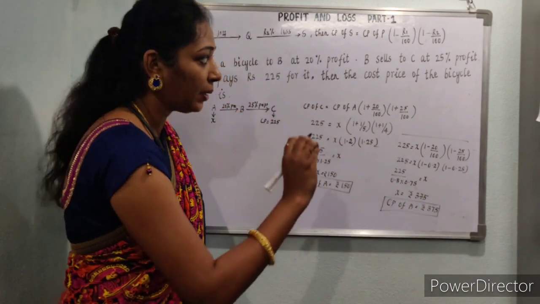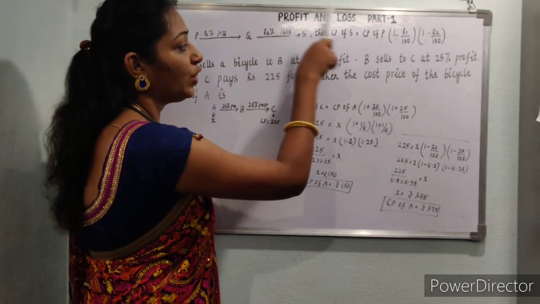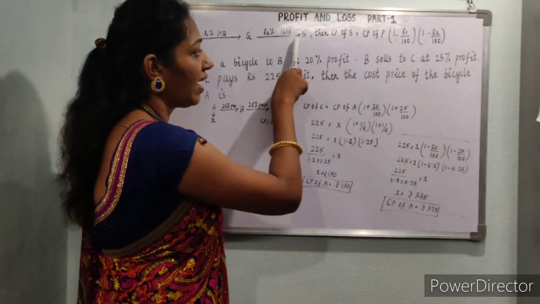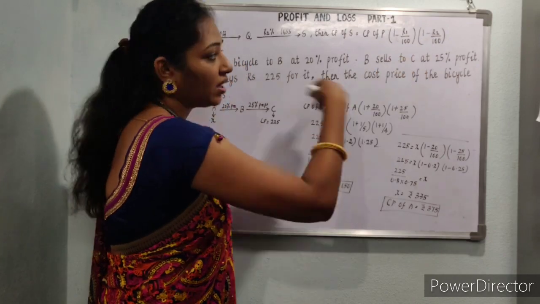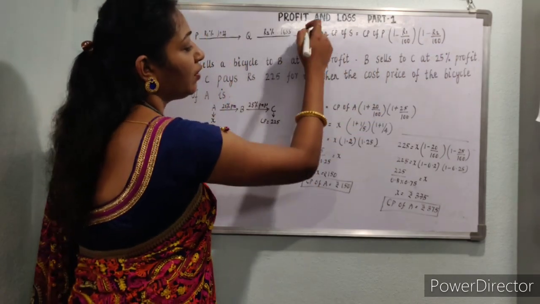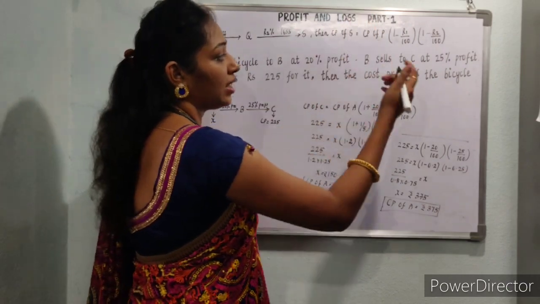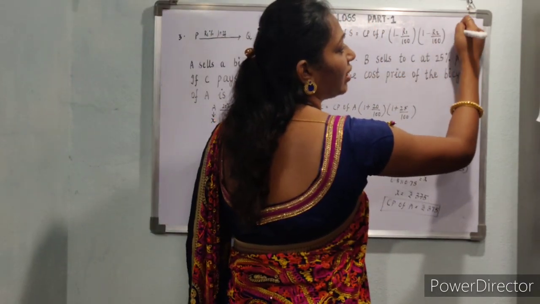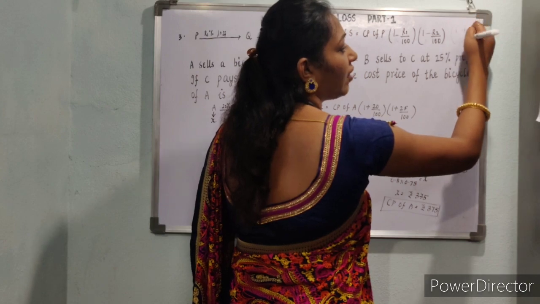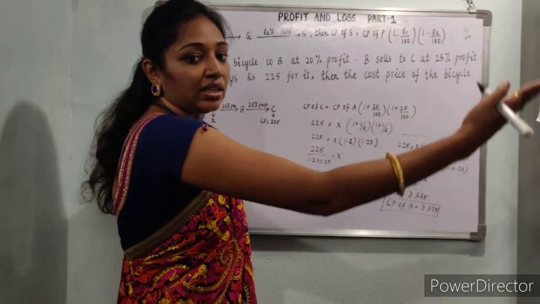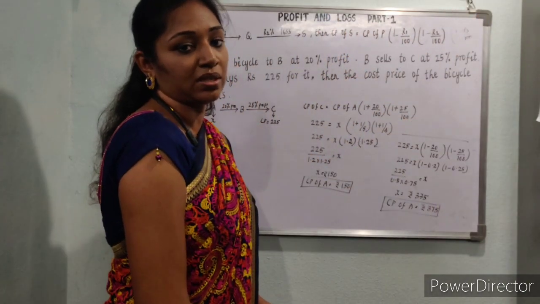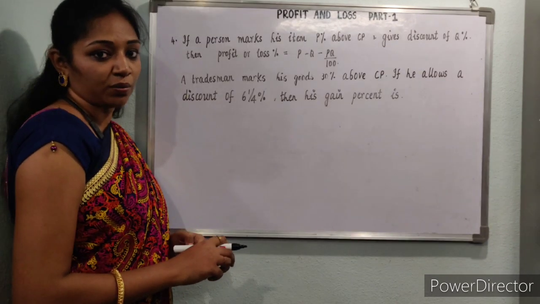Very simple. Let me repeat it again. When we have a profit, you have to put the plus sign. When we have a loss, we have to put a minus sign. It can go for any number. Even if C is selling to D at R3 percentage loss, then one more thing we can add here: 1 minus R3 by 100. You can just extend it to any number of persons.